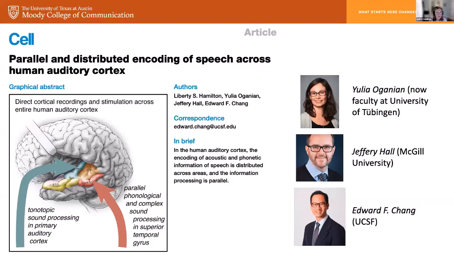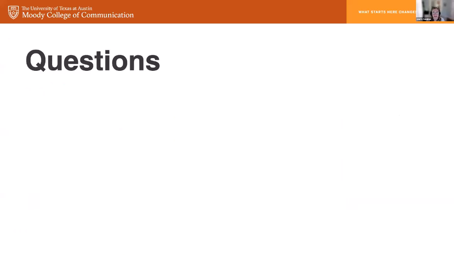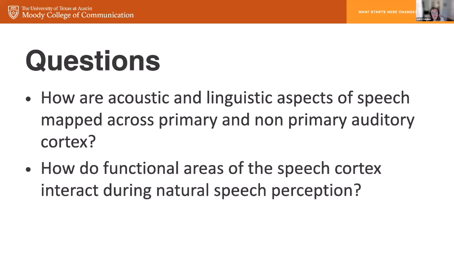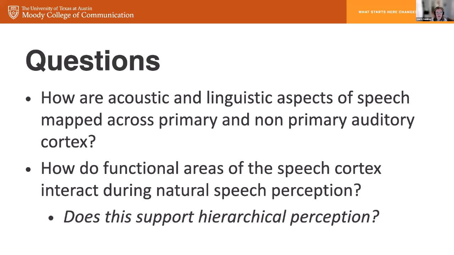I'm going to talk about this paper that I worked on with Yulia Oganian, Jeffrey Hall, and Eddie Chang that just came out last year. Here we had a number of questions about the difference between encoding in primary and non-primary auditory cortex. We were able to get some rare recordings where we simultaneously were sampling the temporal plane, which contains human primary auditory cortex, as well as the lateral cortex, which has more classical speech areas. We also wanted to look at whether functional areas interact during speech perception and whether this supports this hierarchical transformation of acoustic to linguistic information.